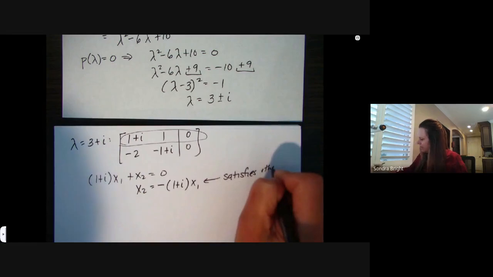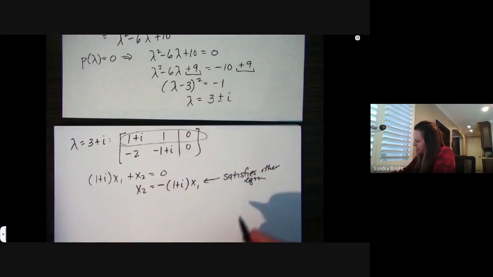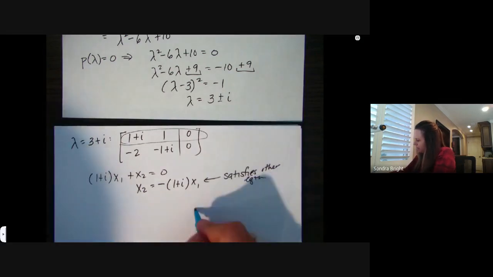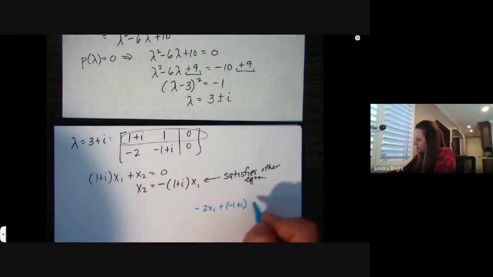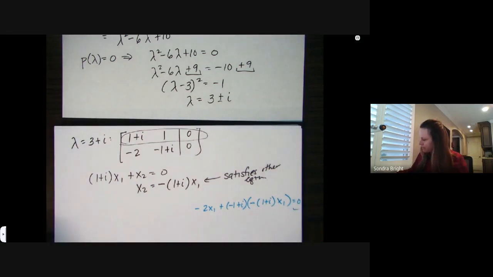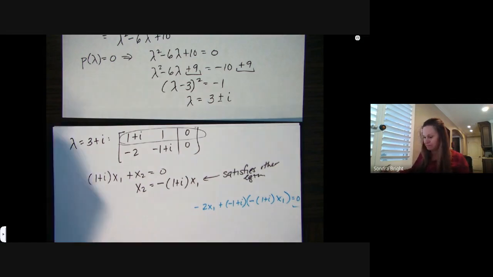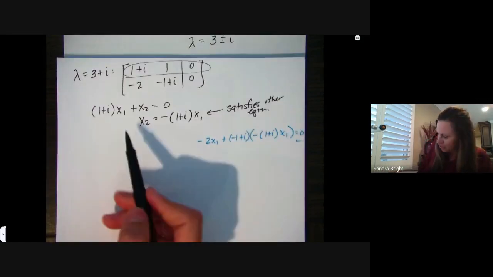If you plug in, no, I'll do it in another color. It would be a negative 2x1 plus (negative 1 plus i) times x2, which we said was (negative 1 plus i) x1, and that'll equal 0. And it will. When you multiply these two together, it must become a positive 2x1. You can confirm it on your own, so that means this is a true relationship.